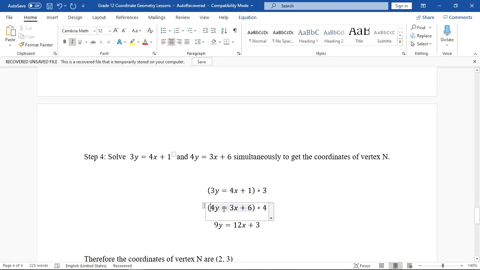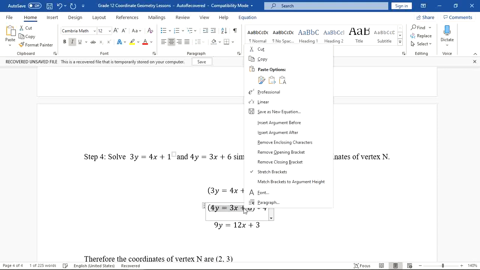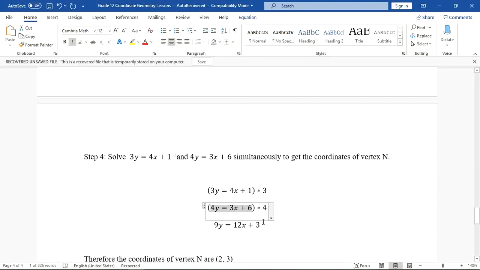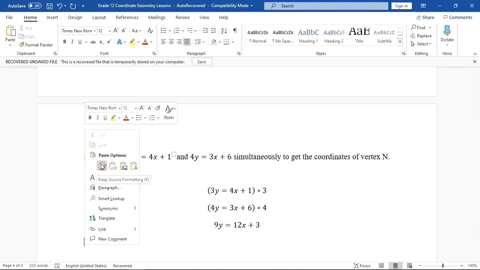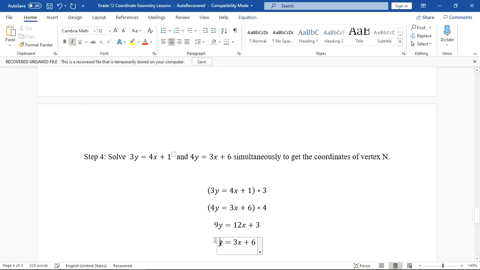Okay, and then the second equation, this one will also be affected. Everything will change completely because we are multiplying every term by positive 4. It's going to be now 16y, 12x, and 24.